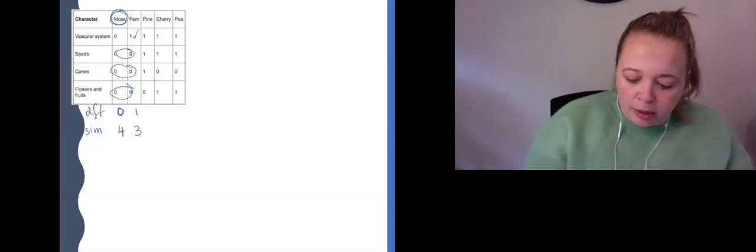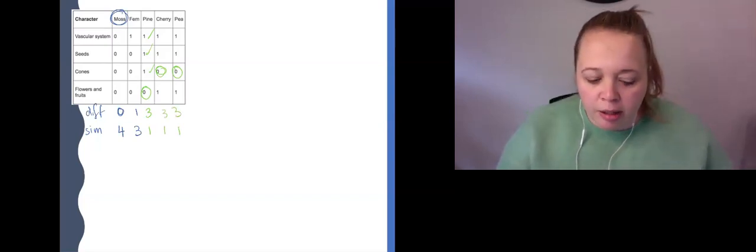Okay, next turn along. Let's just wipe this out so that I'm not too confusing. The next one along is the pine. You can see that the pine has got one similarity, and one, two, three differences. Okay, the cherry has also got one similarity with the moss and three differences.